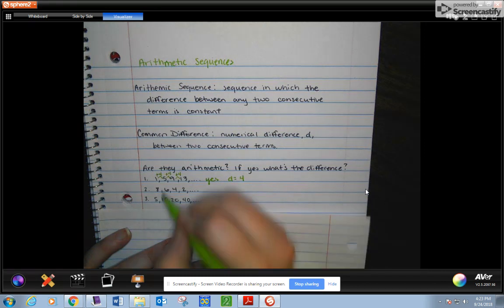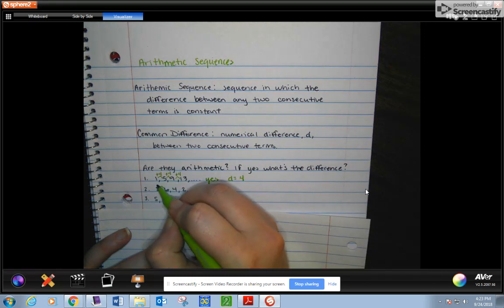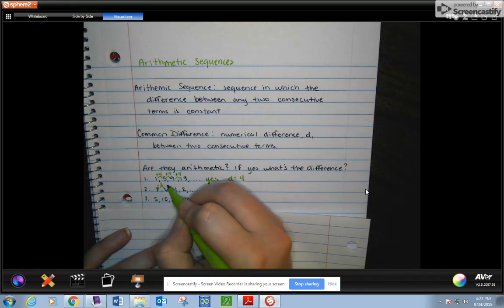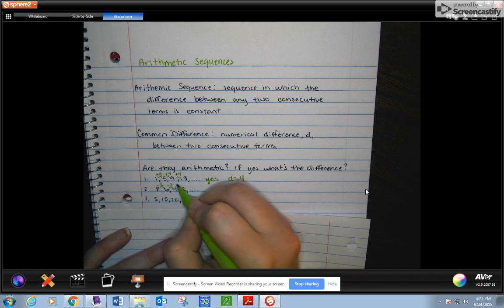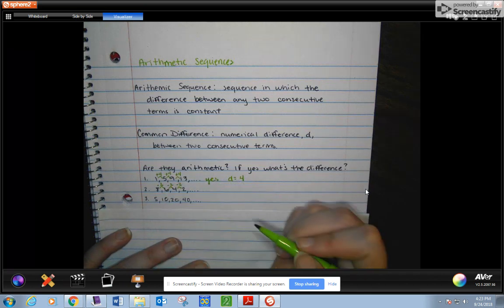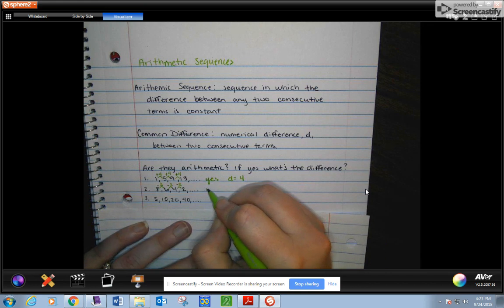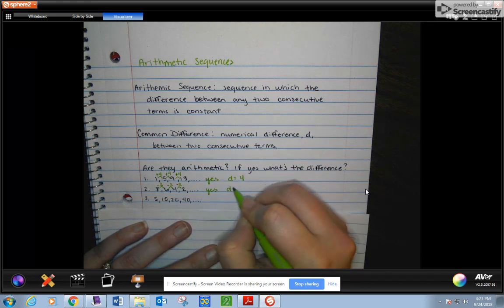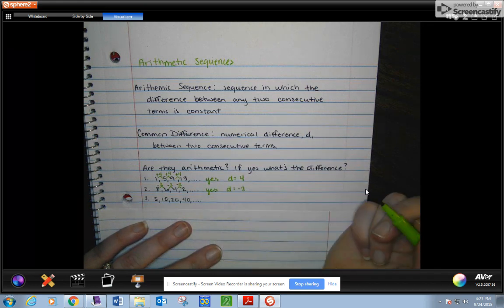Okay, for example 2, we're going from 8 to 6. That means we're going down 2. 6 to 4, we're going down 2. And 4 to 2, we're going down 2. Since all of these differences are the same, yes, this is arithmetic, and the difference is -2.